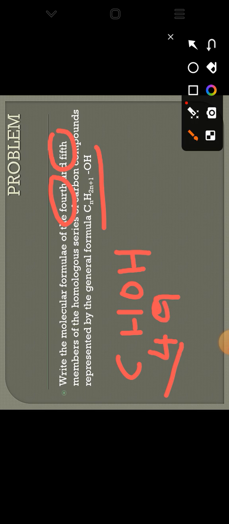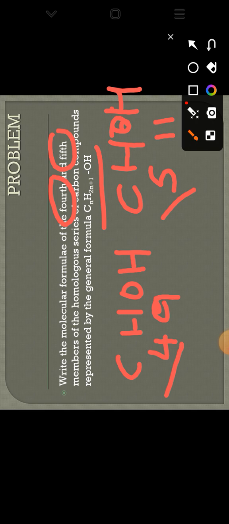Then the next question is fifth. If I replace n as 5, so C5H, 5 twos are 10 plus 1, 11, OH. Here again observe how many carbon atoms are there: C5, so 5 carbon atoms, root name is pent, and the functional group is alcohol, so suffix will be OL. Hence it is pentanol. Pentane, and the E replaced by OL, so pentanol. So fourth member of the homologous series is butanol. Fifth member is pentanol.